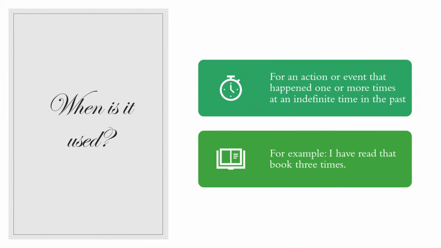It can also be used for an action or event that happened one or more times at an indefinite time in the past. For example, I have read that book 3 times. I am not mentioning when I read it. When were those 3 times? I'm just saying that I have done this action, or I have repeated this action, 3 times. And it can happen again. I can read the book again whenever I want.